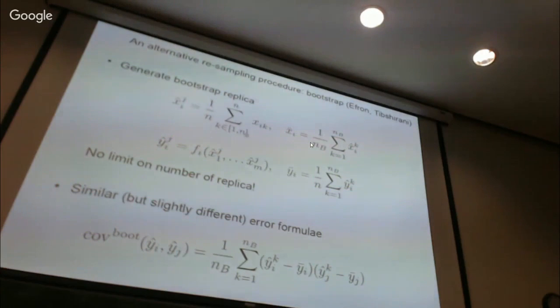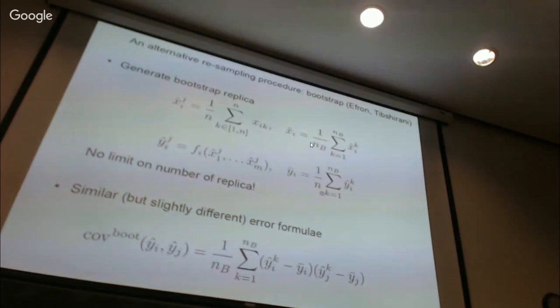Again, everything proceeds as normal. I take the average over the bootstrap replica. Notice I've had to specify NB as a free parameter, the number of bootstrap replica, because that's something I choose myself. I don't have to force NB to be equal to n. And then I, again, construct the replica of the secondary observables. That should be an NB. Oops, it should be an NB there. This is the same formula, basically.